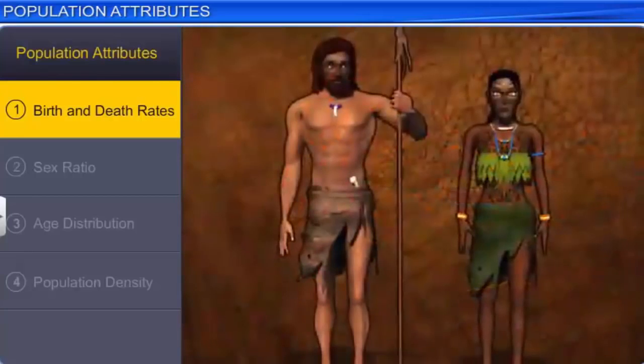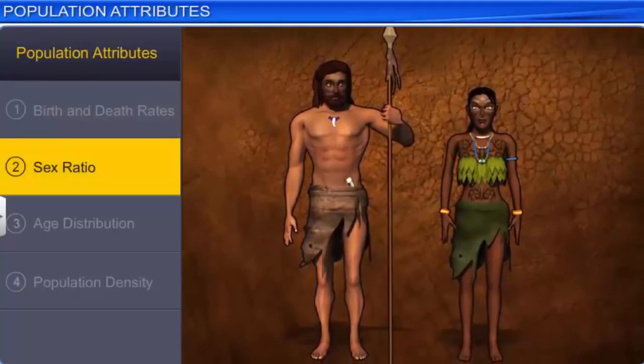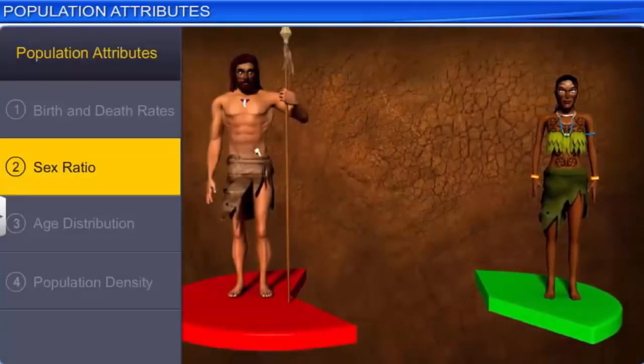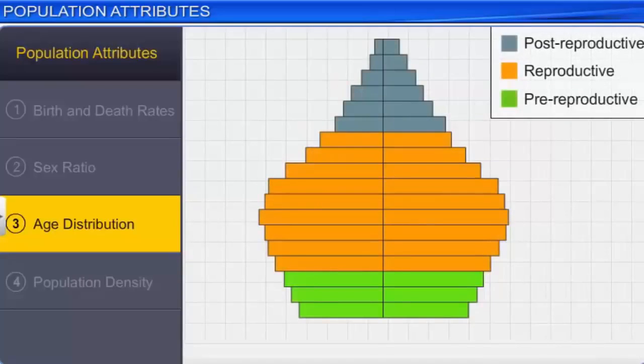Apart from birth and death rates, another important attribute of a population is sex ratio. For example, in this tribe, 40% of the population are females and 60% are males. Moreover, at any point in time, this population consists of individuals who may belong to pre-reproductive, reproductive, and post-reproductive age groups. A graphical representation of the various age groups is known as the age pyramid.